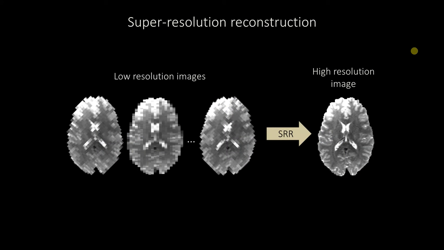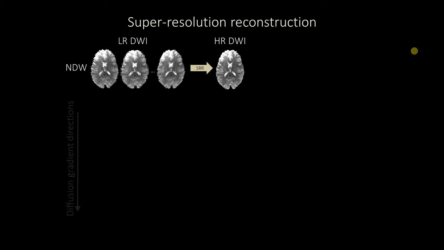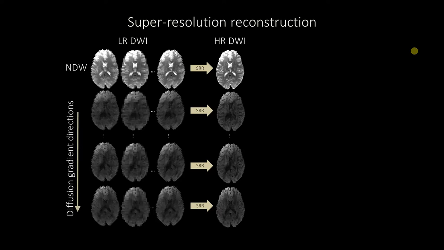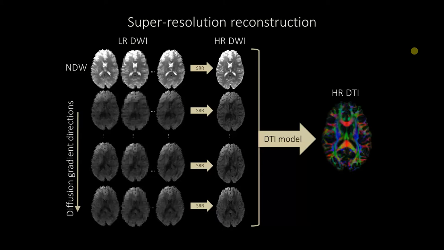So we went to look at super-resolution reconstruction. In super-resolution reconstruction, they acquire a set of low-resolution images, and from those low-resolution images, they estimate a high-resolution image. Up until recently, in diffusion MRI, they did exactly the same thing. They repeated this process for each diffusion gradient direction. So for each diffusion gradient direction, they would acquire a set of low-resolution diffusion-weighted images and estimate a high-resolution diffusion-weighted image for each of those diffusion gradient directions. Then from these high-resolution diffusion-weighted images, they would estimate their high-resolution parameters.